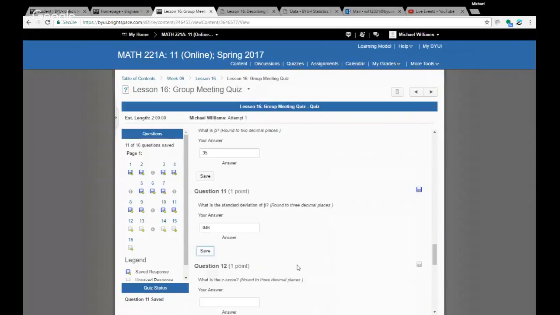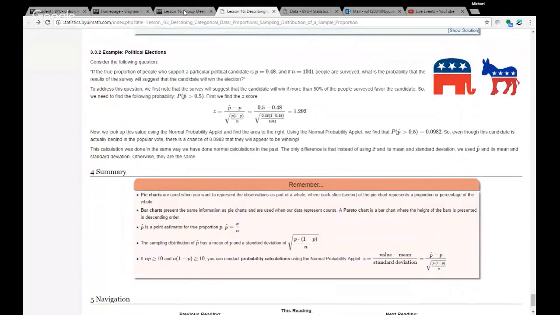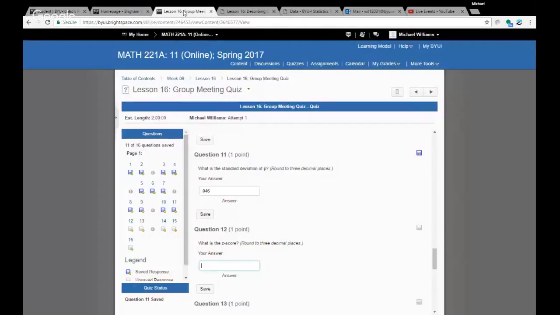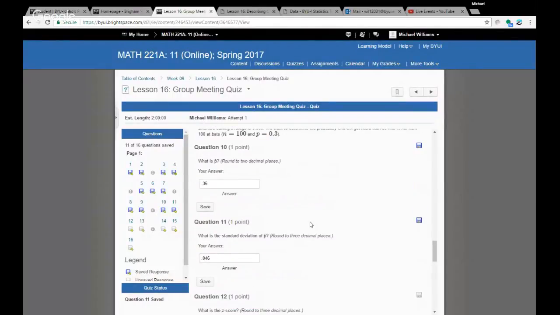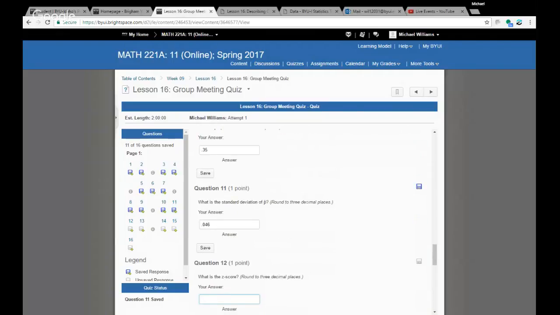We're good. Okay. So now we need to calculate the z-score. That's going to be the value minus the mean divided by the standard deviation. Our value is 35 or 100? No, it's 0.35. Yeah, it's the P hat. So 0.35 minus the mean, which is 0.3, divided by the standard deviation, which is 0.046.